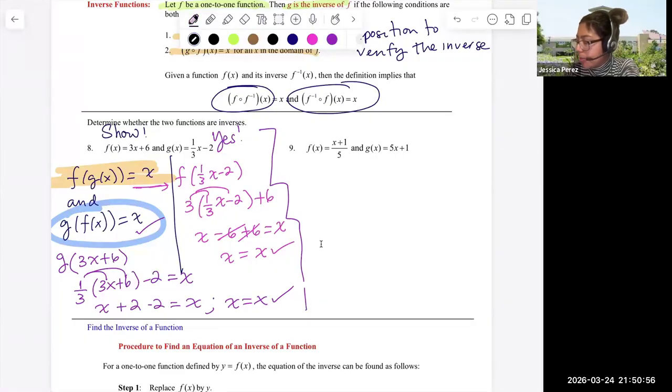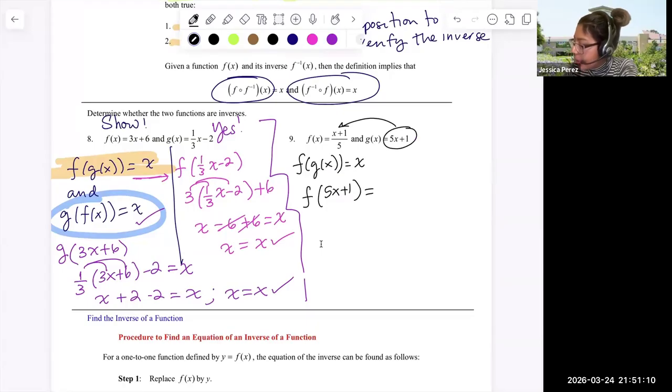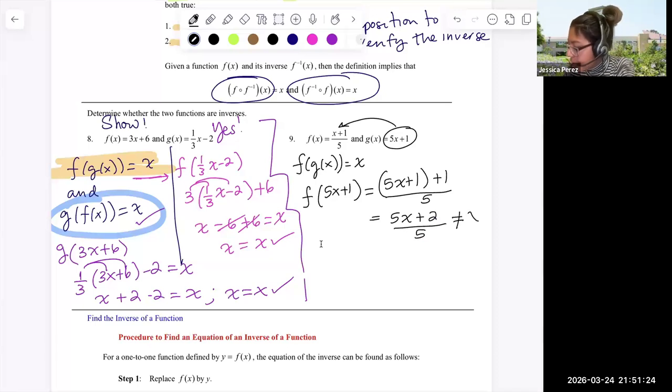Now we are going to do the same thing with f of g of x in this case, and we want to show it's x. So let's go ahead and do that. So in this case, it's going to be f of 5x plus 1. It's going to replace all this for x. So it's 5x plus 1 over 5. And that's going to be 5x plus 2 over 5. And that does not give me x because this is 5x over 5 plus 2 over 5, which is not equal to x. So that's x plus 2/5, which is not equal to x.